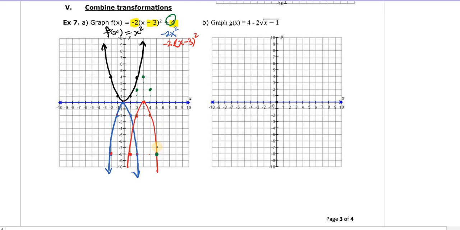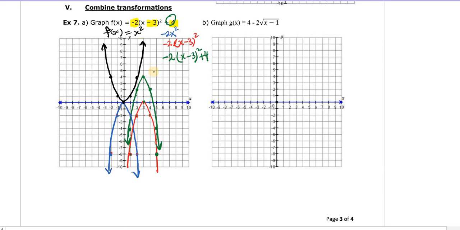If this point moves up 4 units, it's going to become 5 and -4. If this point moves up 4 units, it's going to become 1 and -4. And this will be the final transformation. And this is basically the final version of the function. So the green function, we did the reflection, stretching, moving to the right 3 units, and then moving up 4 units. And that will be the final transformed function.